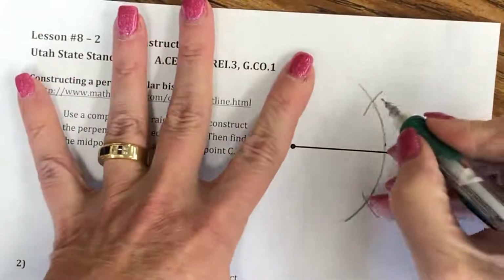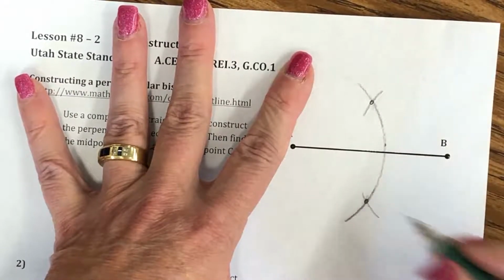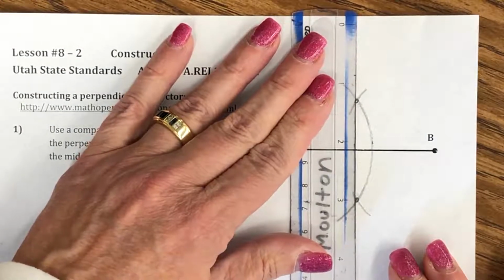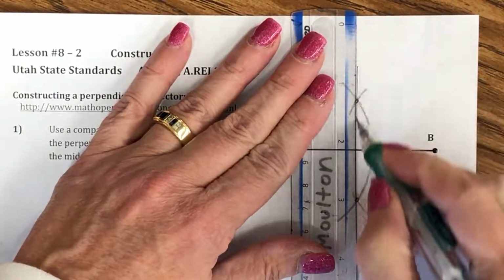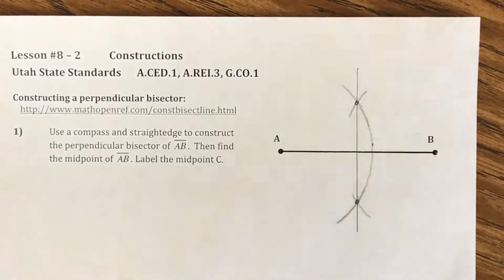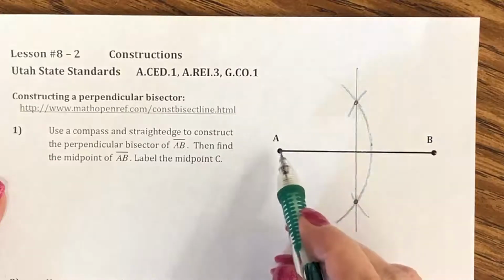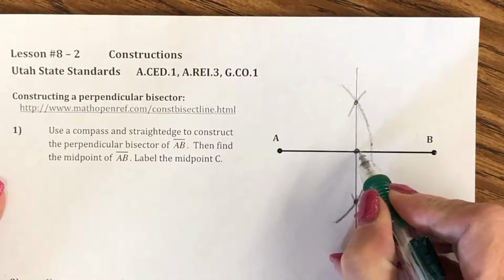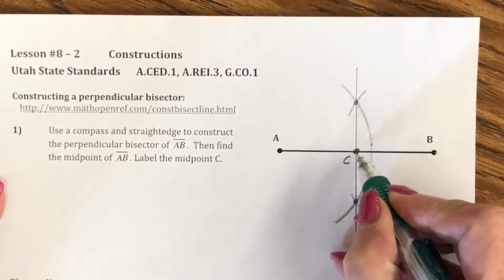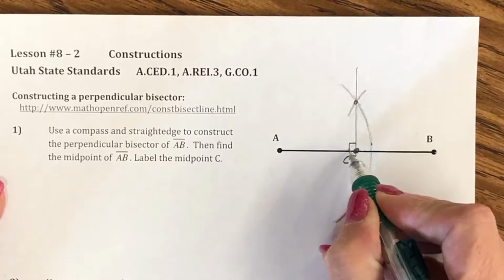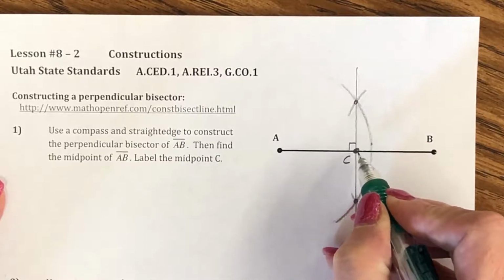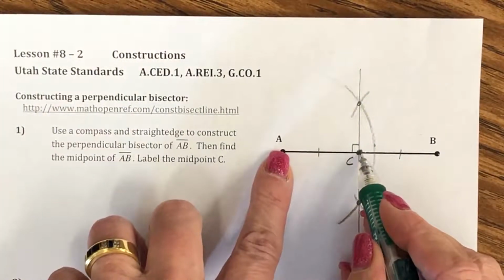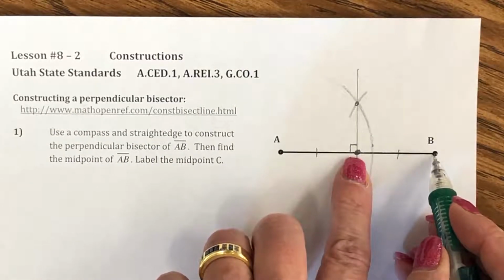Now we're going to take the 2 points that we just created and connect them using our straight edge. So now we have just constructed a perpendicular bisector to segment AB, and this is our midpoint, and we're going to label that midpoint C. We also want to put a symbol to show that it's perpendicular. The other thing we want to do is put a tick mark on the left and a tick mark on the right to show that segment AC has the same measure as segment CB.